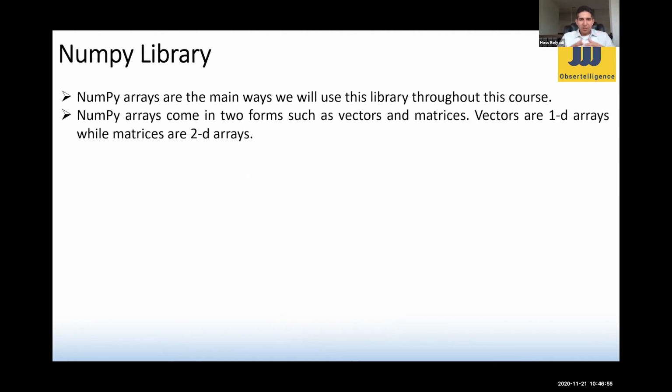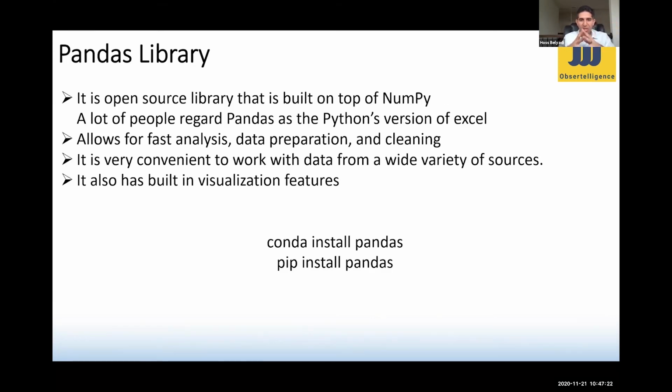So as I said, NumPy arrays are the main way we use this library throughout this course, and we'll show you a couple of examples. NumPy arrays come in two forms: vectors and matrices. Vectors are 1D arrays, while matrices are 2D arrays. We'll show you a couple of examples next class.